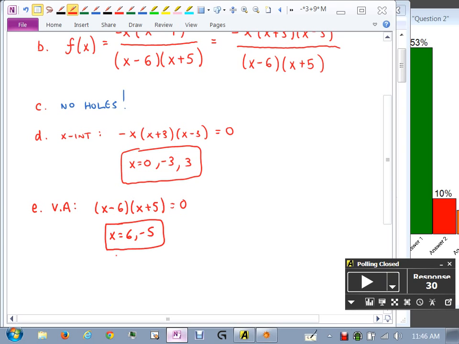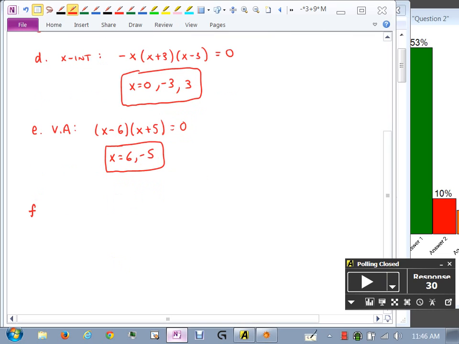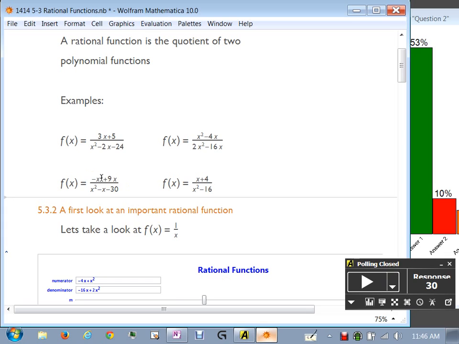All right, part F. What's the degree of the numerator? So degree of the numerator is 3. Degree of the denominator is 2. What case are we in then? Case 2. We haven't had case 2, have we? We have the numerator is bigger than the denominator. Any question on where I got the degree from? This 3 coming from the fact that the highest power up here is 3, and the 2 coming from the highest power here is 2.